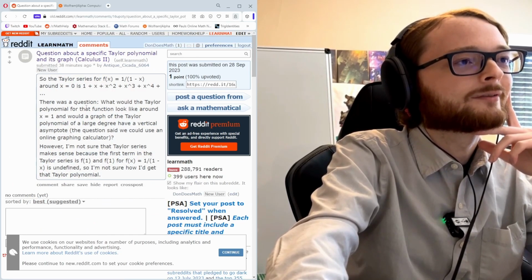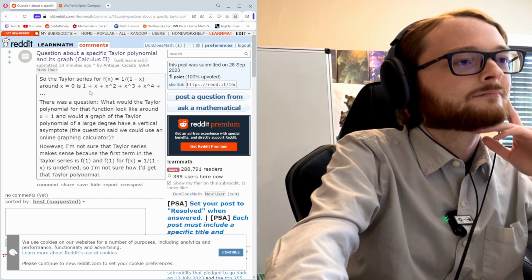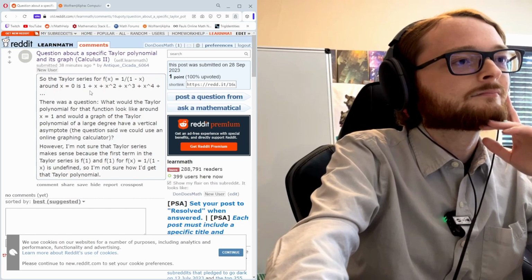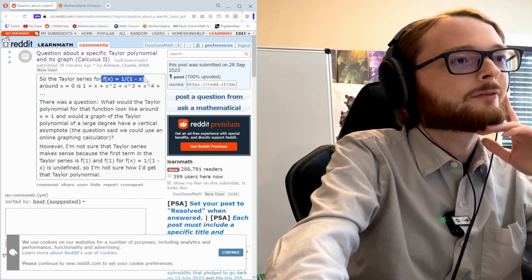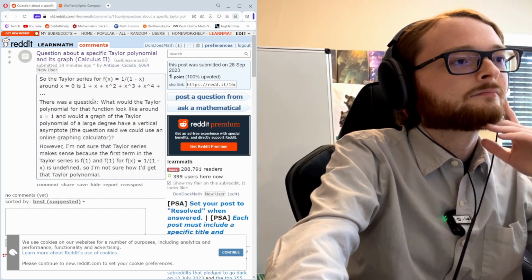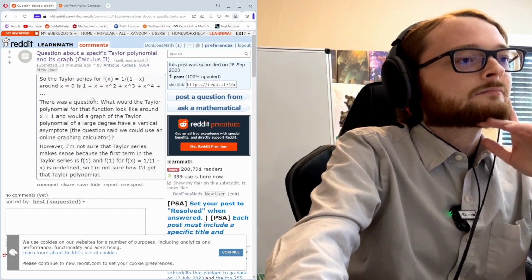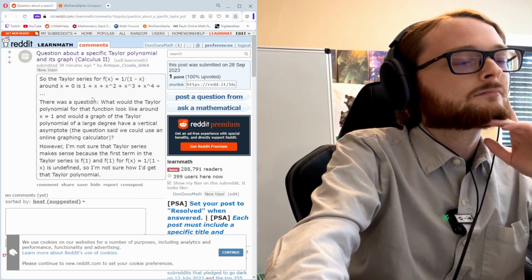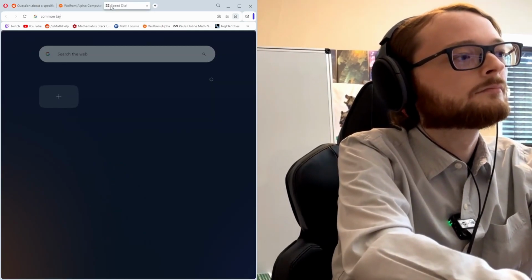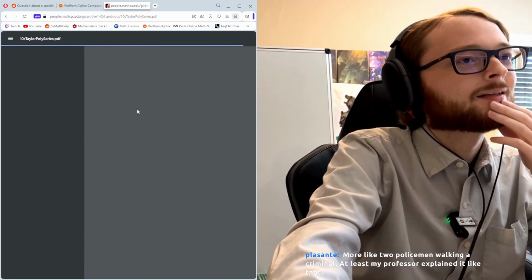What's up with this? This function isn't defined for x equals 1. I like two policemen walking a criminal. Oh, okay. That makes sense too.